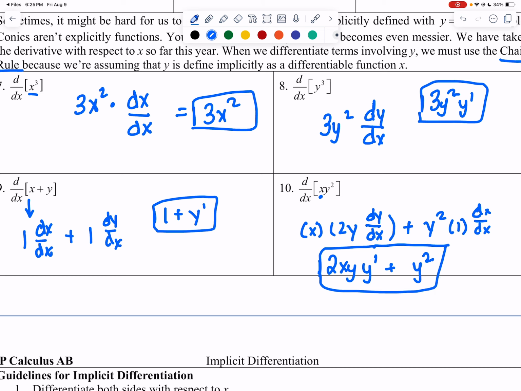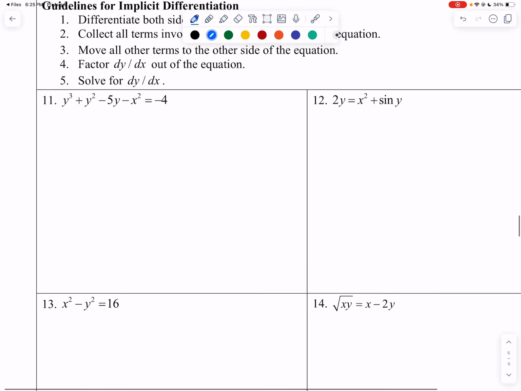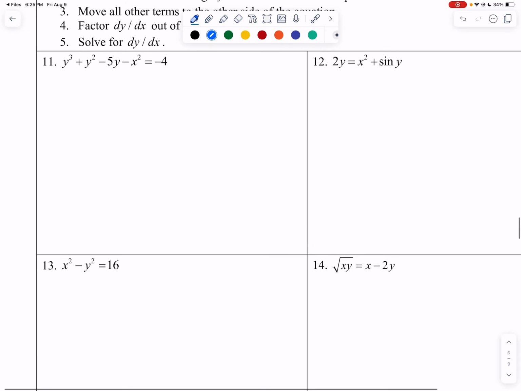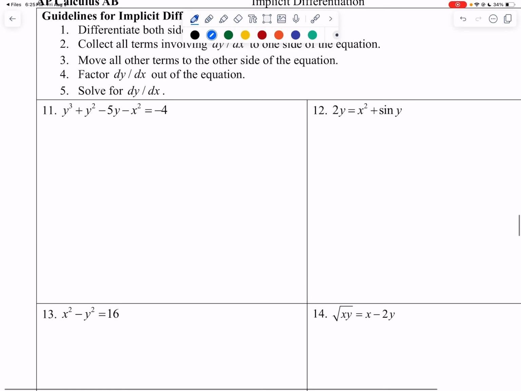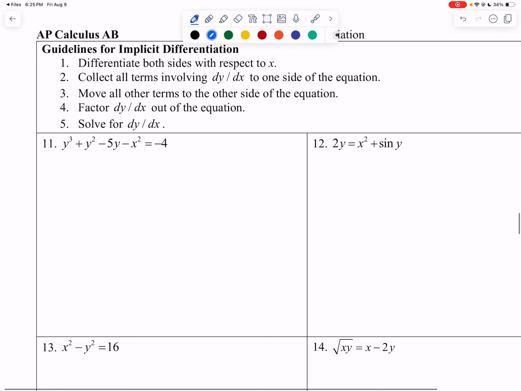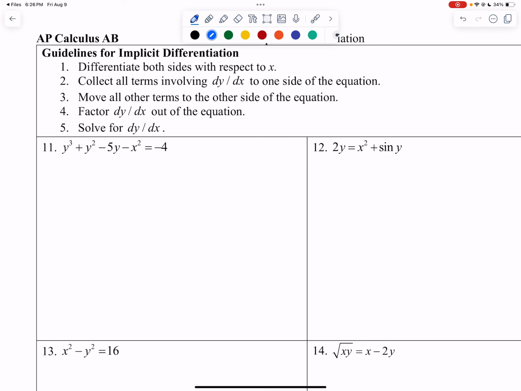Now, these couple examples were kind of easy peasy lemon squeezy. These next couple examples, though, are not. They're kind of fun, though. So let's see what happens. So what we're going to do is differentiate both sides with respect to x. We're going to collect all terms involving dy dx to one side of the equation. Then we're going to move all the others to the other side of the equation. We're going to factor out dy dx if we need to, and then we're going to solve for dy dx since we want to find the derivative.